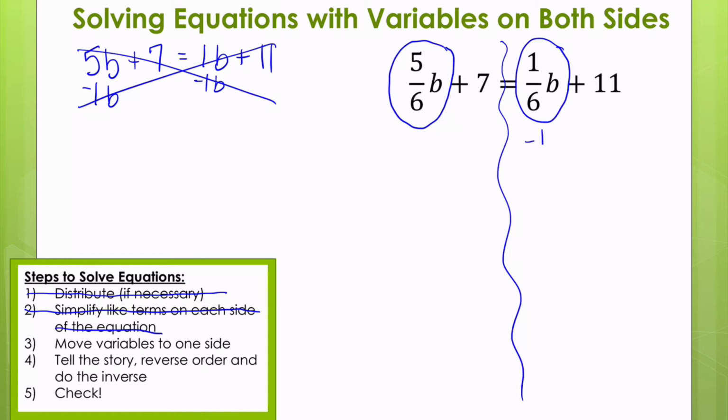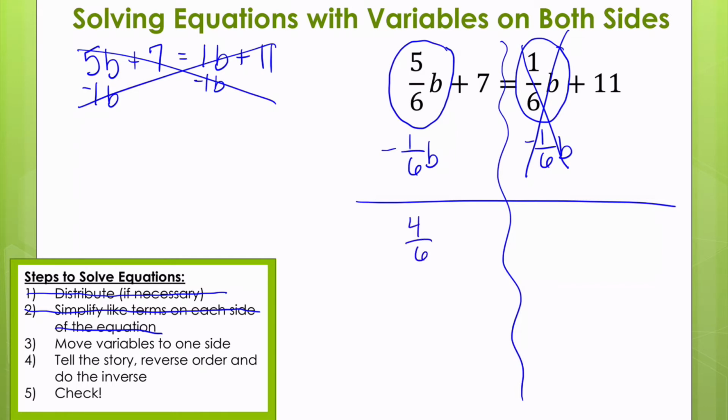I'm going to move my 1/6b to the other side. I have a positive 1/6b and a negative 1/6b, which make a zero pair. So now I'm going to move them to the other side. 5/6, or 5 copies of 1/6, take away 1 copy of that 1/6 would give me 4/6b plus 7, which equals 11. Now I've got my variables on one side.